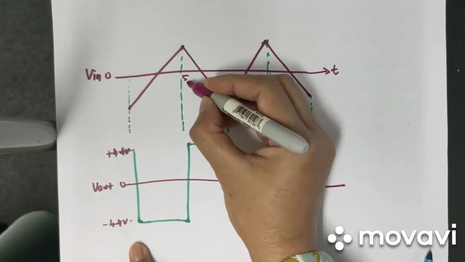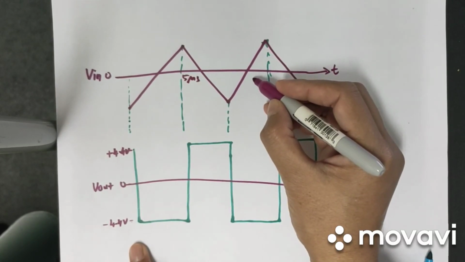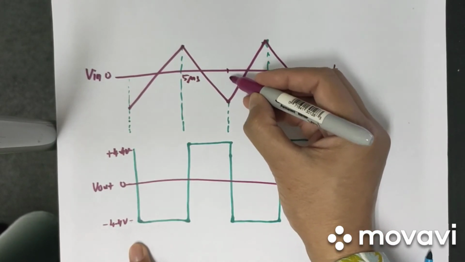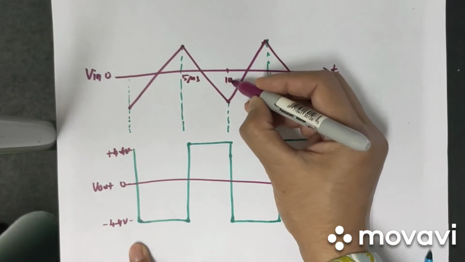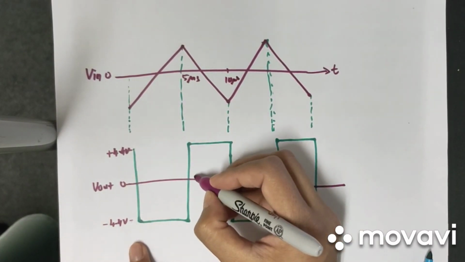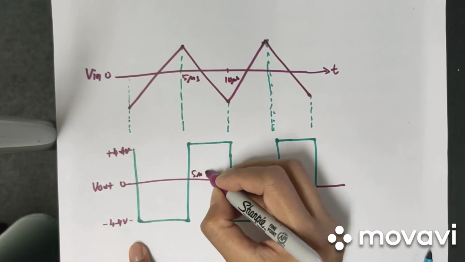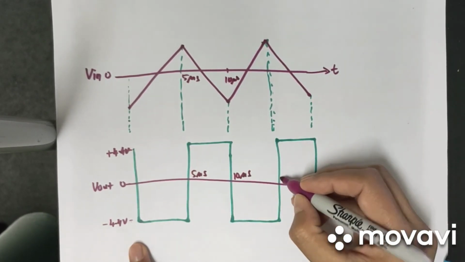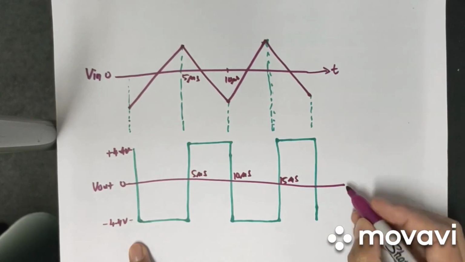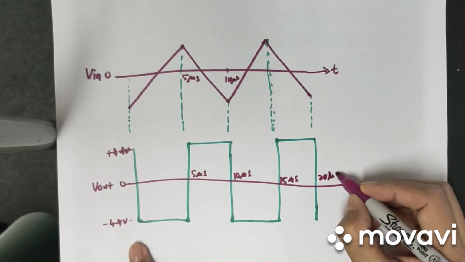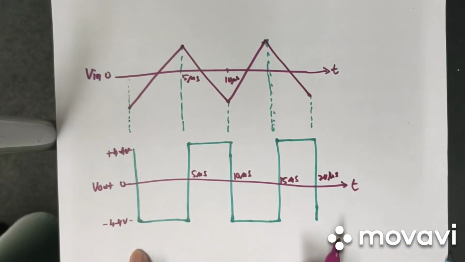You know, this is 5 microsecond and this is 10 microsecond here, right? So you can label everything, just like the input: 5 microsecond, here is 10 microsecond, here is 15 microsecond, the time, here is time, right? And 20 microsecond. Okay, I think that's it for example 6.